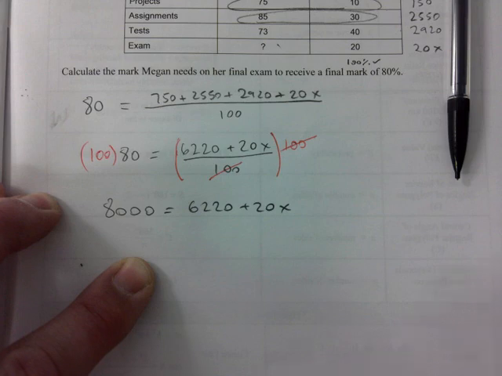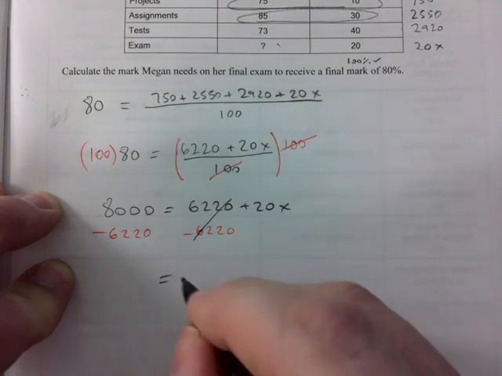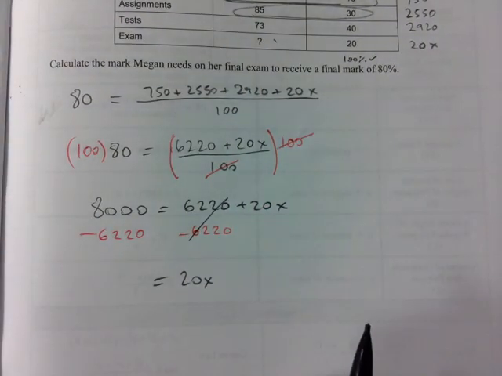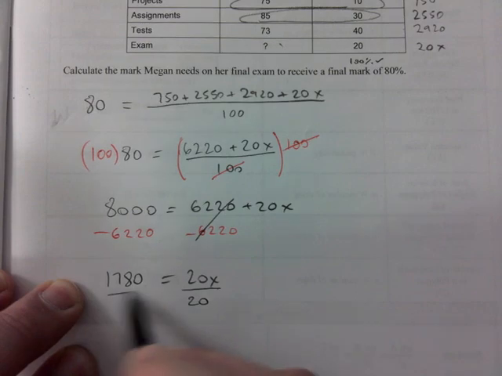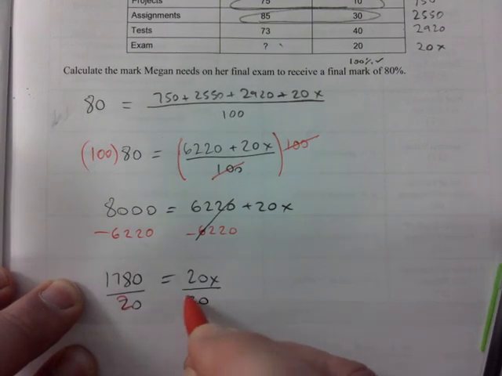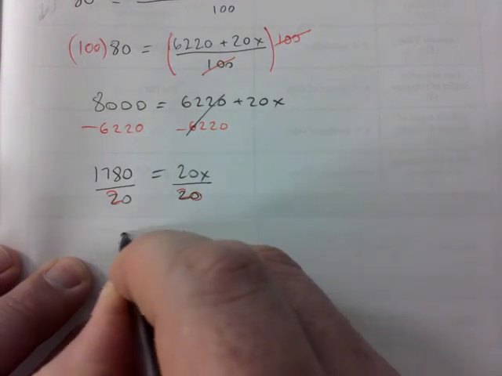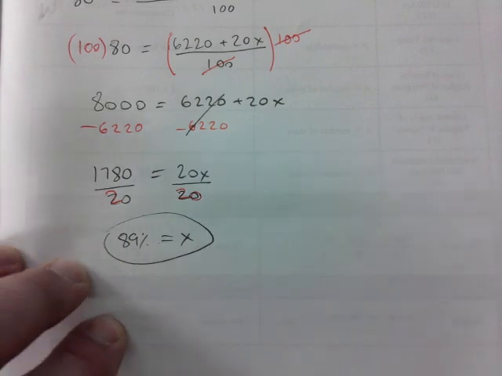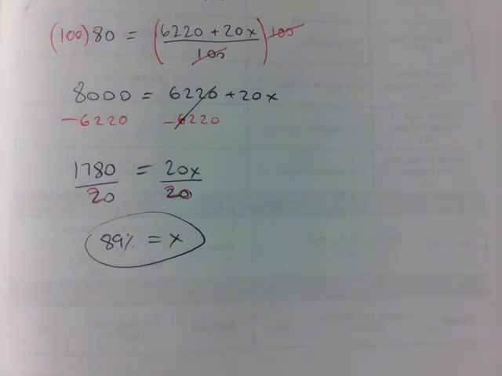Then I need to subtract 8,000 minus 6220, it's 1780. Divide both by 20, should have been in red. If I divide by 20, I get 89%. That is what is needed. Is it possible? Yes. It's under 100%. Is it realistic? It's pushing it because 85 has been the highest mark so far.